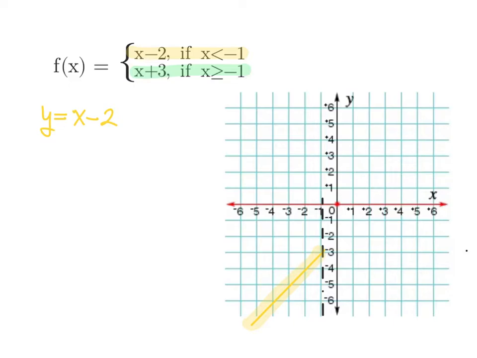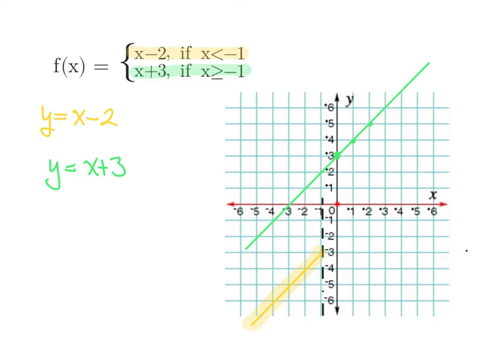Now we can move on to the second piece of our function, the x plus 3 piece. So we're going to graph the line y equals x plus 3. Right, that has a y-intercept of 3 and a slope of positive 1. So again, plot a few more points and graph the entire line. Now we don't want to keep the entire green line. We were told that it's only going to be on this x plus 3 line if x is greater than negative 1.